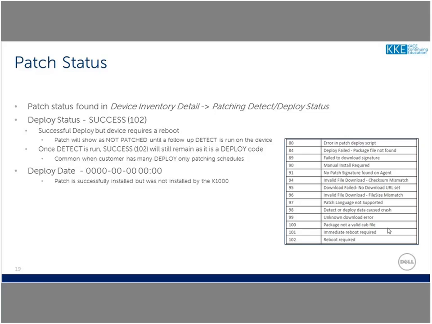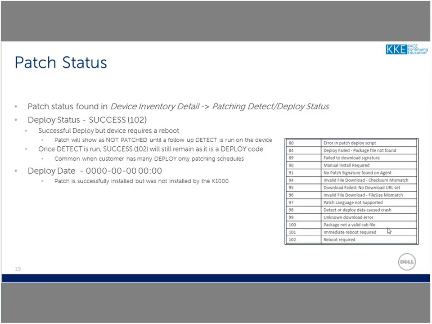And it will show up as not patched. Even if it says success 102, it will show up as still not patched, still being needed by the machine, until it's verified installed by a future detect. Doesn't necessarily mean anything's wrong or broken. It's just sort of an interim status.